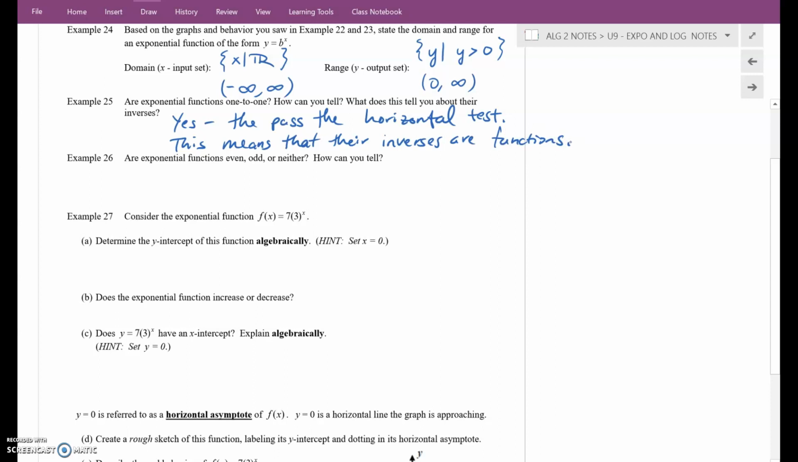Are exponential functions even, odd, or neither? Well, remember, to be even, you have to be a reflection of yourself in the y-axis, and that's not the case, so no, they're not even. To be odd, they have to be symmetric when rotated 180 or reflected in the origin, and that's not the case either. So they're neither.